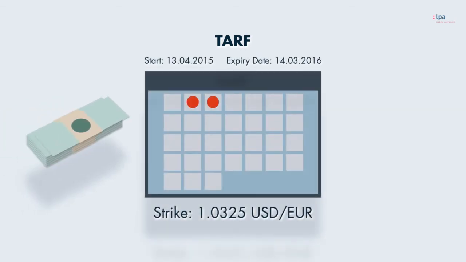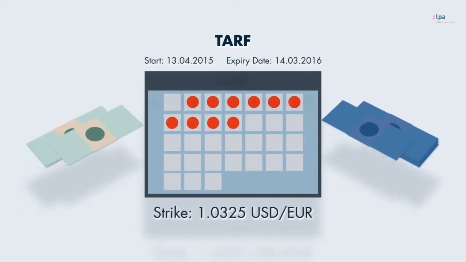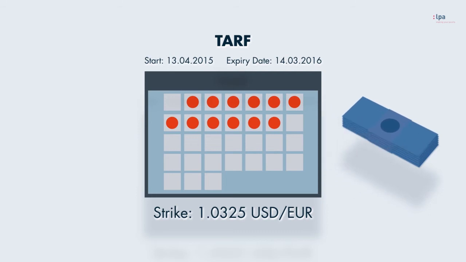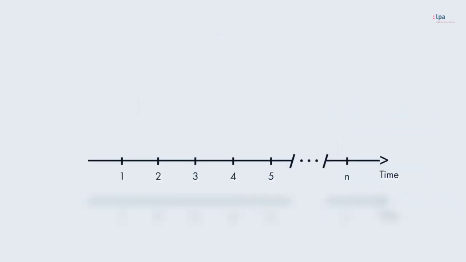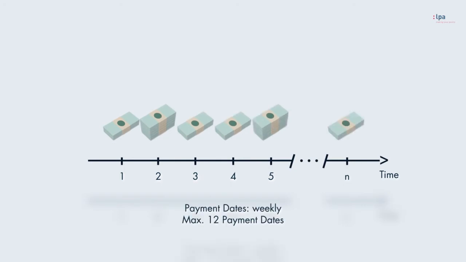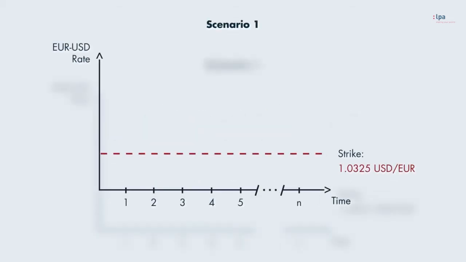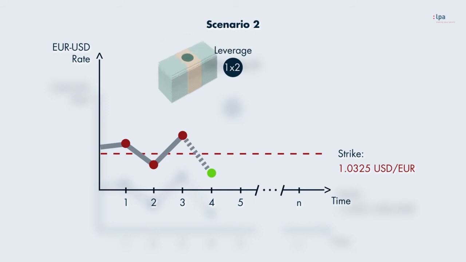And this is how the TARF works. During the term of the contract, you exchange foreign cash flows at a predetermined strike. The amounts to be exchanged on each payment date are determined depending on the fixing of the exchange rate on the respective dates. Case 1. If the fixing is at or above the strike, then the single amounts are exchanged. Case 2. If the fixing is below the strike, then the amounts are multiplied by the leverage factor and are exchanged.